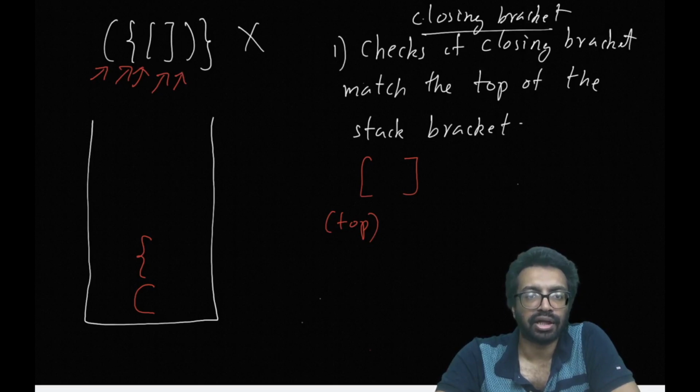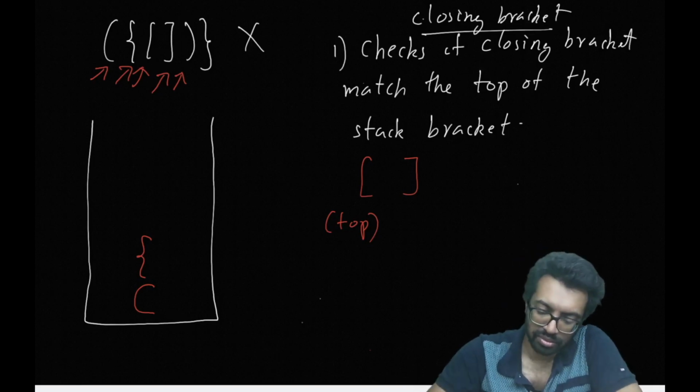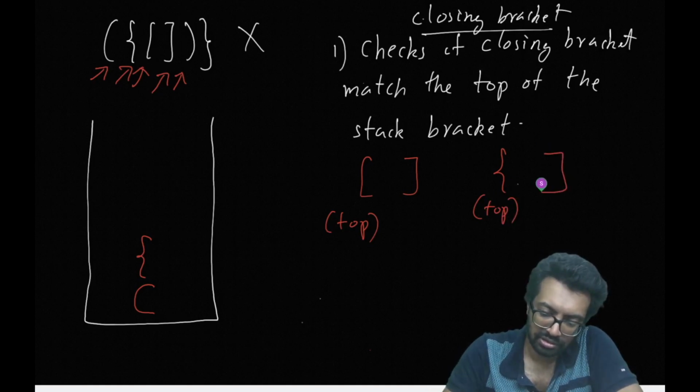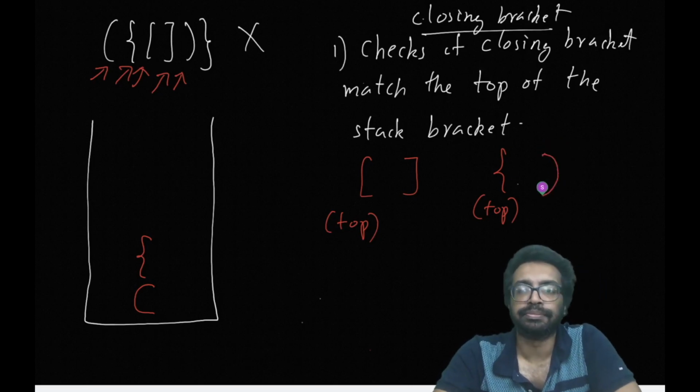Then we go to look at the next point in the string, and that is again a closing bracket. So what do we need to do when we see a closing bracket? We check that it should match the top. And right now, what do we have? This is the top, and what is the closing bracket we are looking at? This is the closing bracket we are looking at.